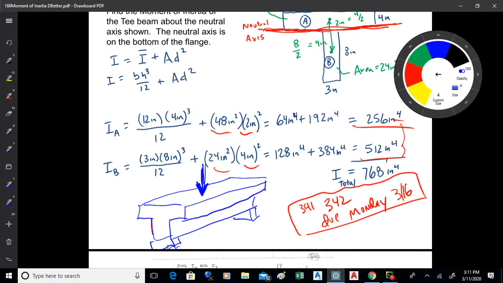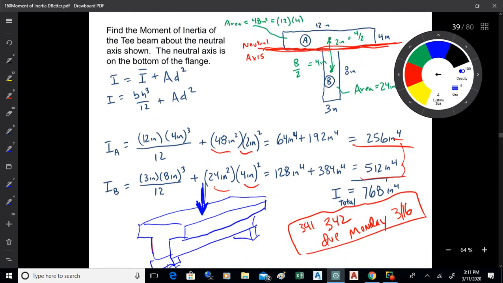The different I values, the equations for I, is that on the blue sheet? Yes, the four ones that I just showed you are on the blue sheet. Normally we're dealing with rectangles, but we also have triangles and circles, and they're on there too. The transfer axis theorem applies to any shape you're working with. Okay.